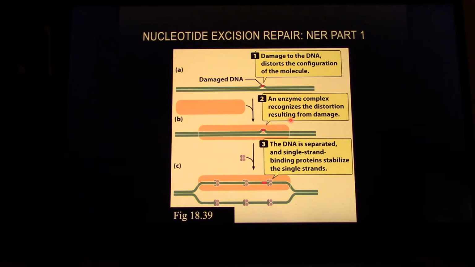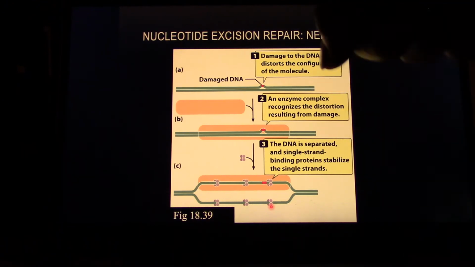An enzyme complex recognizes the distortion resulting from that damage. So this big slab here is the proteins, the enzyme complex. The DNA is separated, and single-strand binding proteins stabilize the single strands. So this is very similar to replication. We have to unwind the DNA. We've got some single strands of DNA exposed and single-stranded binding protein to stabilize those while we do the repair.